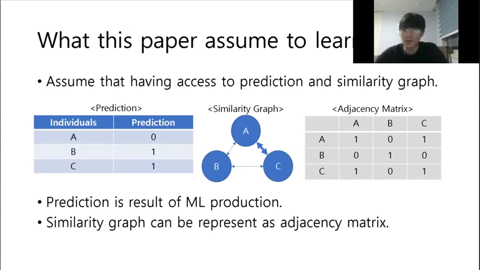This paper assumes that we have access to the prediction and a similarity graph. For example, there are predictions on the left, A is 0, B is 1, C is 1, and a similarity graph in the center that represents similar individuals as thick arrows, and this similarity graph represents that A and C are similar. So we can make an adjacency matrix from the similarity graph like the right table.